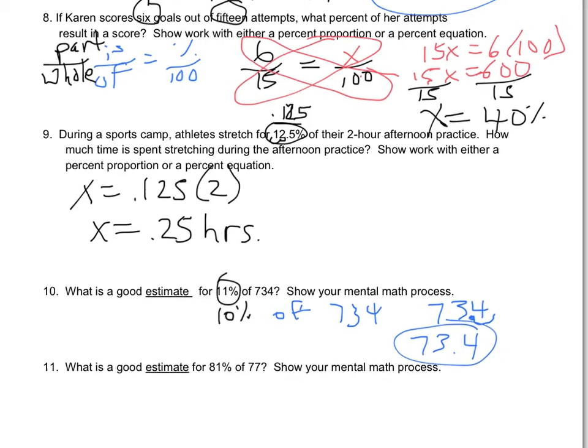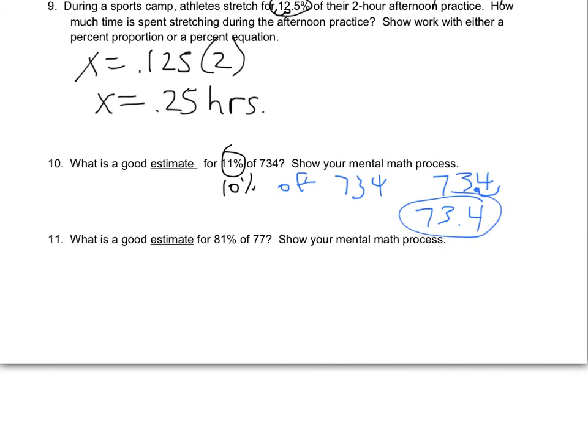What is a good estimate for 81% of 77? Okay, so one way we can do this, there's a lot of different ways. Let's say 80%. That's roughly, 81% is roughly 80% of 77. That's pretty darn close to 80. So let's do 80% of 80. Okay. So 80% of 80 is about, okay, so that's 4/5 of 80.